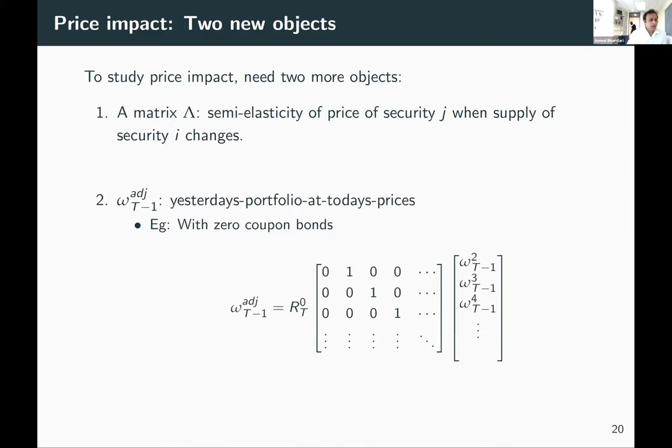The second object, which is the W adjusted, is just, as I mentioned, yesterday's portfolio at today's prices. And with a zero coupon bond, it's just like the 3-period security would become the 2-period security adjusted by the price.